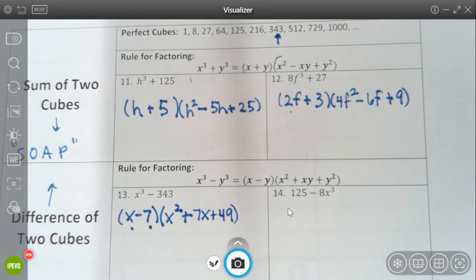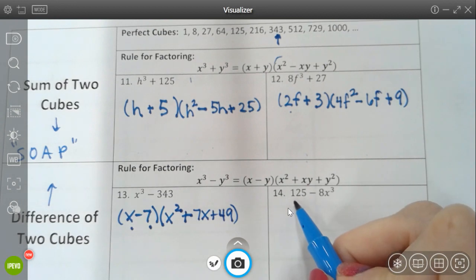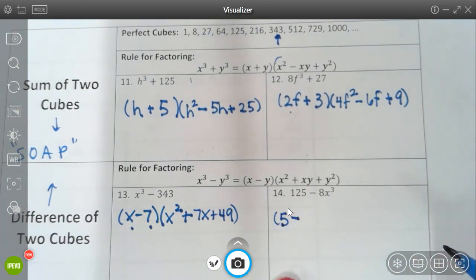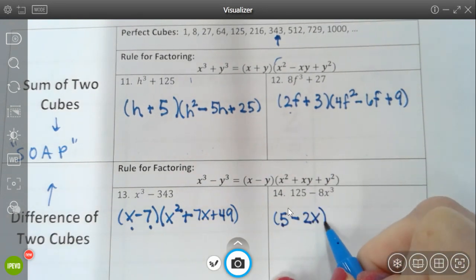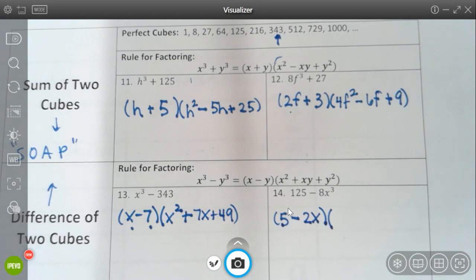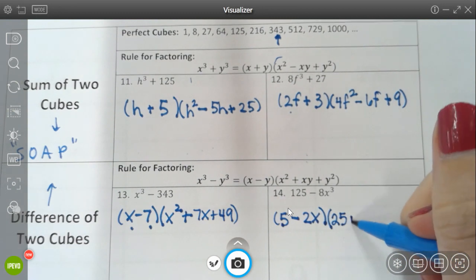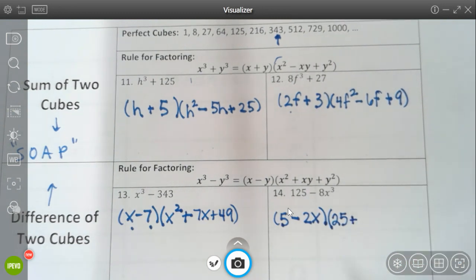All right, one more example. The cube root of 125 is 5. I'm going to keep my same sign. The cube root of 8x cubed would be 2x. So those are my two cubes. That's my x and my y. Now I do, for my first term, x squared. So I take the first term and square it. I'm going to do the opposite sign of the original problem.